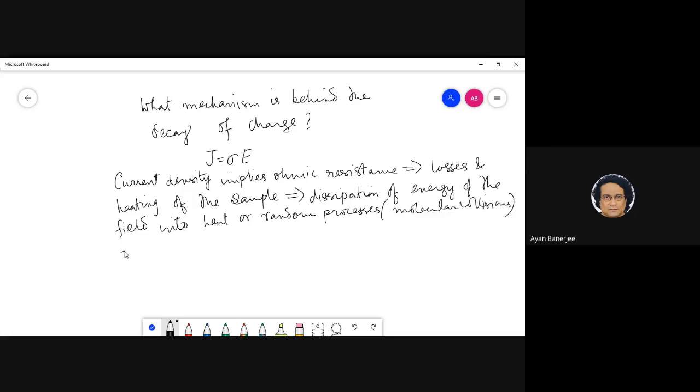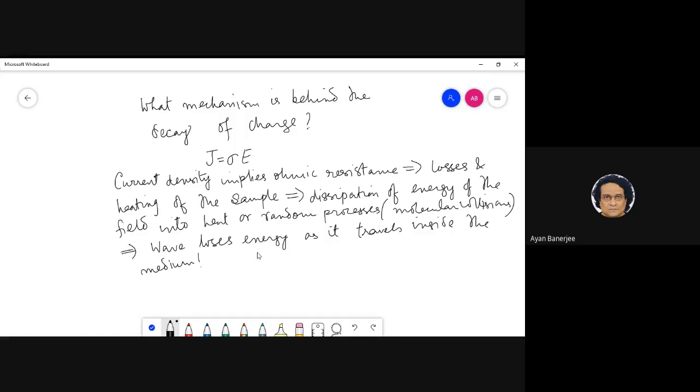Collisions, which essentially means that the wave loses energy as it travels inside the medium. So this is what we basically call the skin depth.